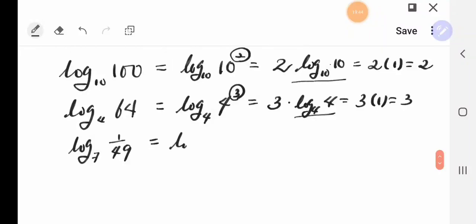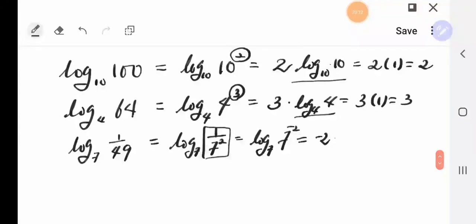Okay, the last one is logarithm base 7 of 1 over 49. 49 is 7 squared. Then you can rewrite it so that we will have the same base. So this fraction is 7 to the negative second power, because 7 squared moves to the numerator and changes the exponent sign. Then finally this negative 2 exponent moves to the front, so that is logarithm base 7 of 7. So negative 2 times 1 is equal to negative 2.